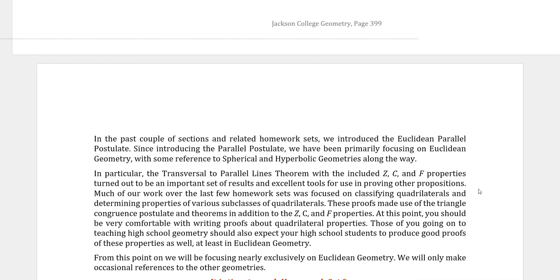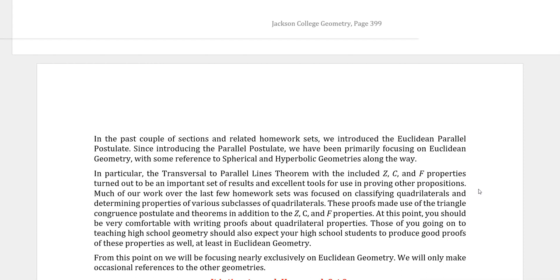For those of you going on to teach high school geometry, you should also expect your high school students to produce good proofs. So if you're a high school student watching this, I would expect you to be able to do some good proofs of some basic things in here. For example, you should definitely be able to prove that a quadrilateral is a parallelogram if and only if it has a pair of opposite sides that are congruent. Those sorts of proofs are really good for high school students and definitely a core thing that both high school and college geometry students should be able to do.